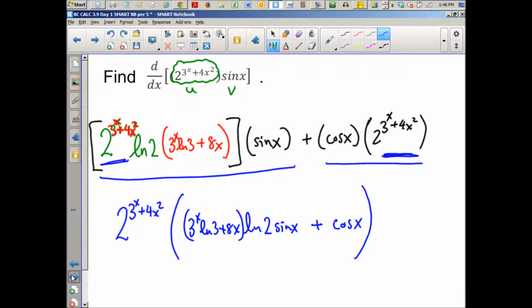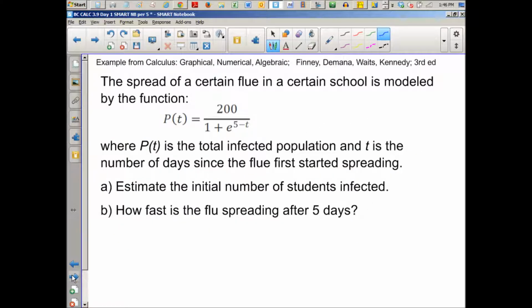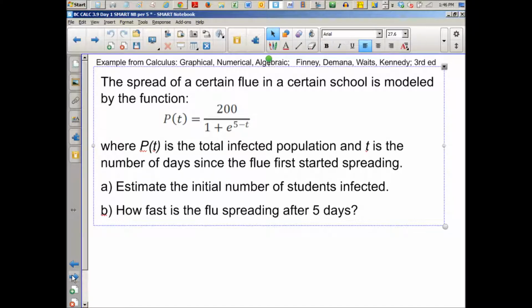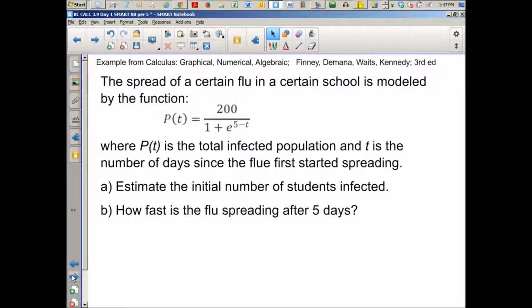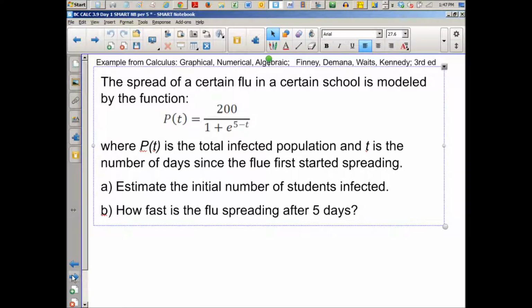Okay, so for our last example, we have a word problem. I'm using one of the problems in the textbook. It says the spread of a certain flu in a certain school is modeled by this function, where P of t is the total infected population and t is the number of days since the flu first started spreading.